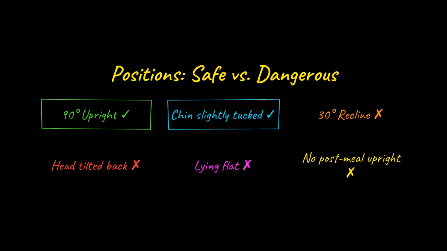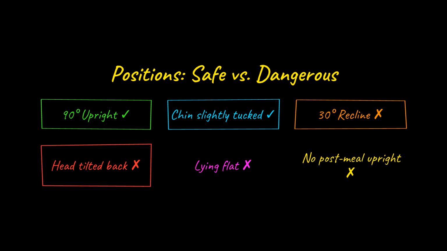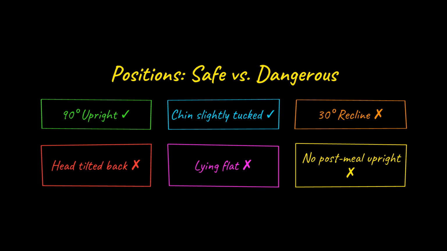Lying flat is the highest risk posture. Tilting the head back opens the airway directly to food. And reclining at 30 degrees is not adequate for active oral eating. Only full upright at 90 degrees meets the standard for stroke patients cleared for an oral diet.